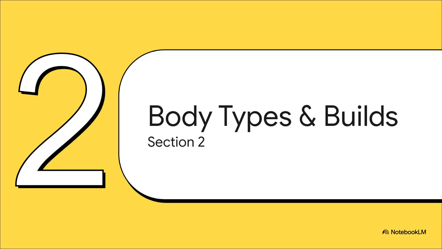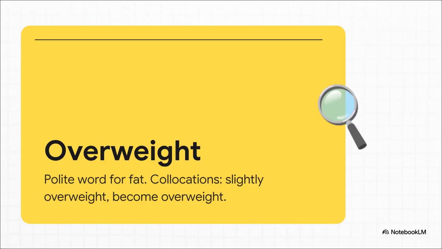All right, moving right along to Section 2, Body Types and Builds. Remember, physical descriptions require extreme cultural tact in Canada if you want to score well. Overweight. Overweight. In Chinese, 超重的,肥胖的.